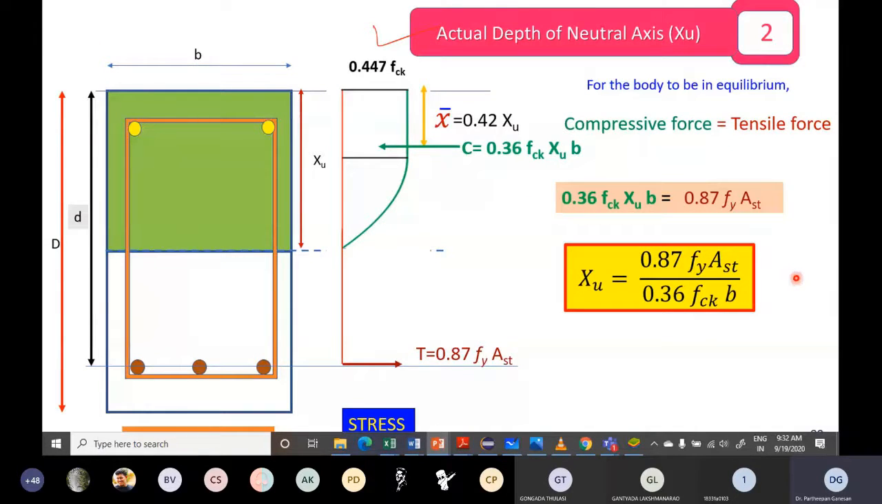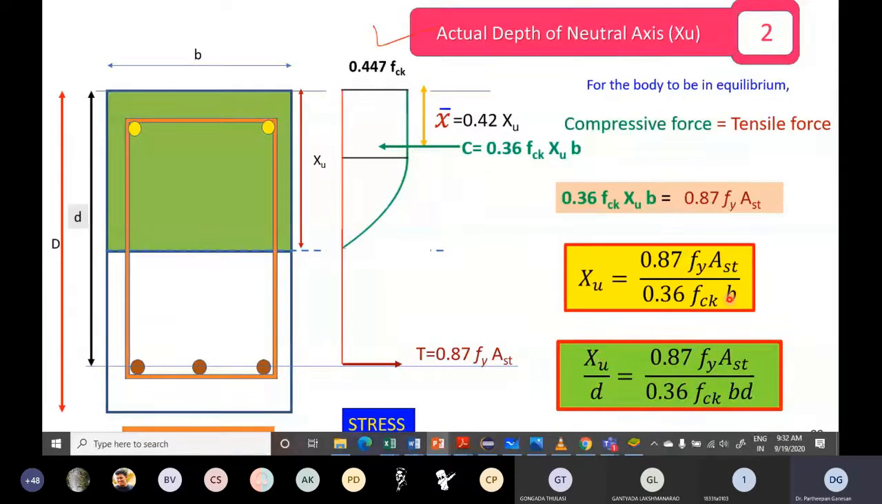In most of the books, for ease, they will write XU by D. Why? Because this is the area of steel. This is the characteristic strength of steel, so this is that factor. Here also there is a factor, and this FCK is the characteristic strength of concrete. If you put D here, it becomes the cross-sectional area of the total concrete beam. That is why D is on both sides. So XU by D is equal to 0.87 Fy AST divided by 0.36 FCK B into D.